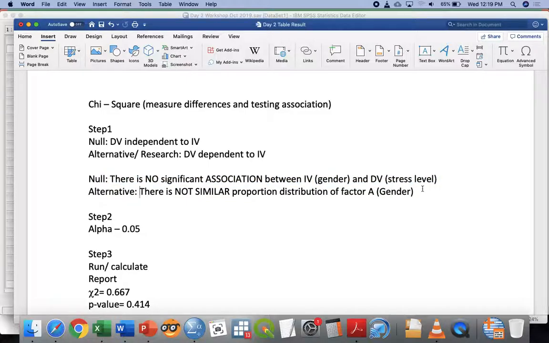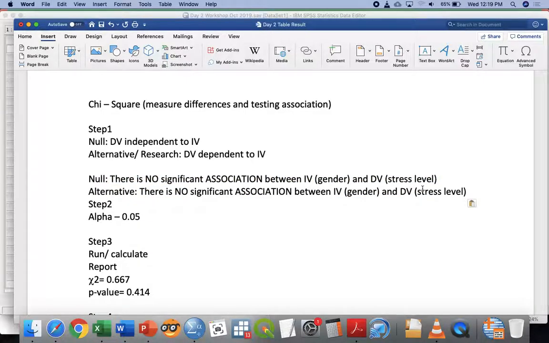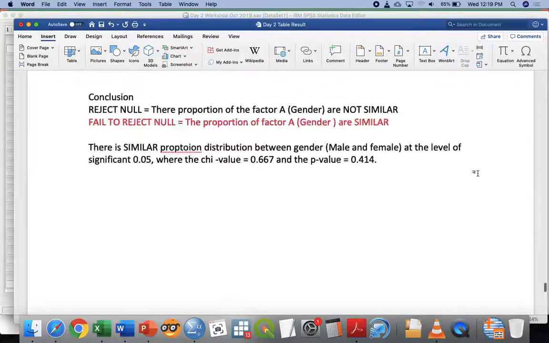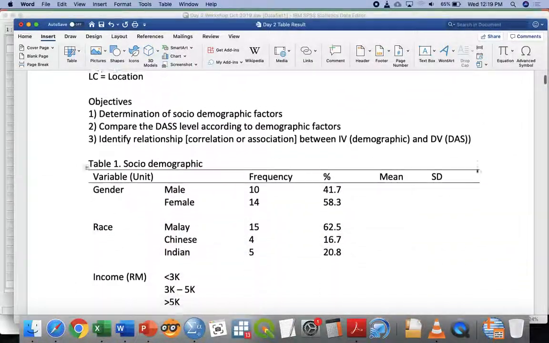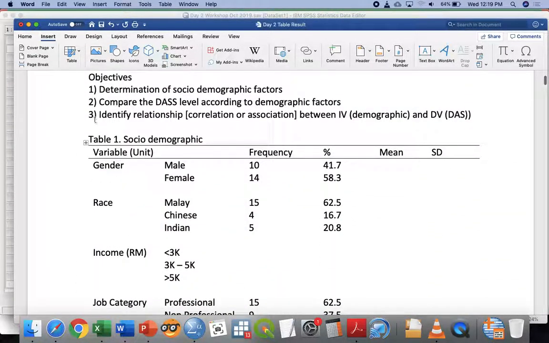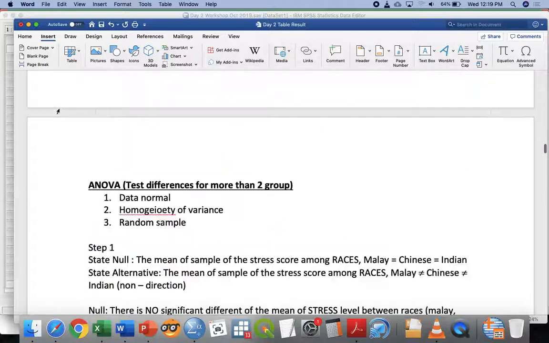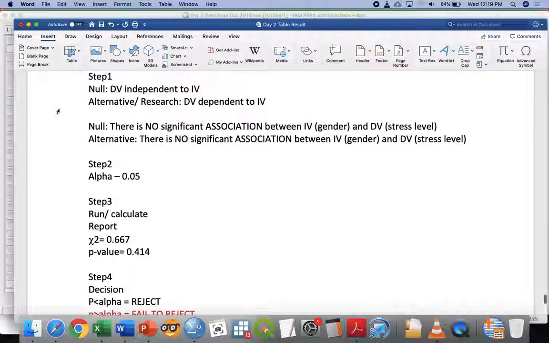Because at the end of the day, I think the majority of you might want to recap. What is our need for the analysis? Because we want to answer objective number 3, to identify the relationship, correlation or association between IV and DV. Correct or not? We must go back to the real deal. This is our real deal, because we want to know their association and their relationship between IV and DV.